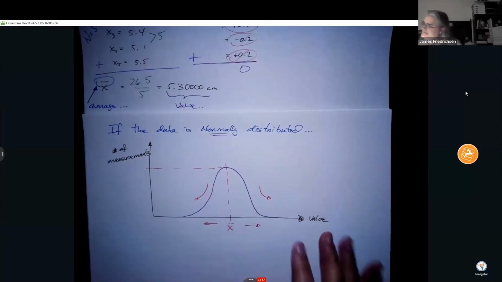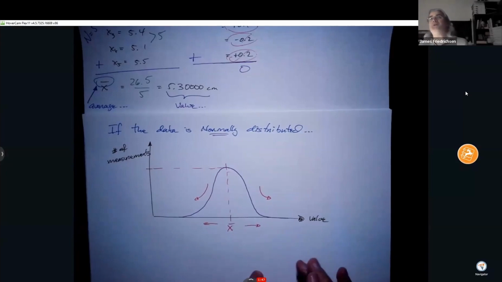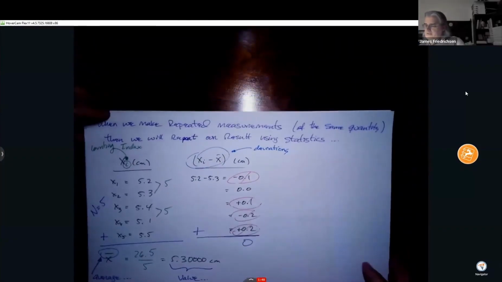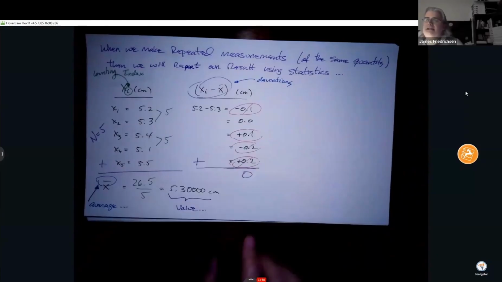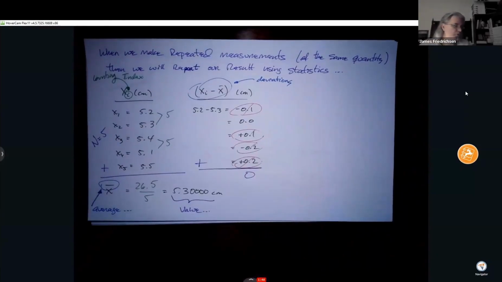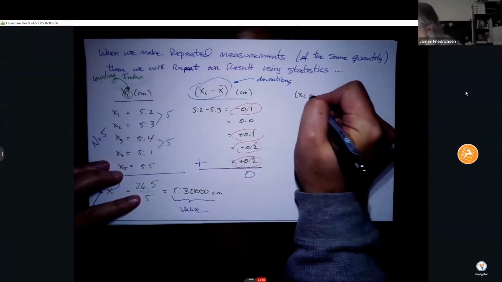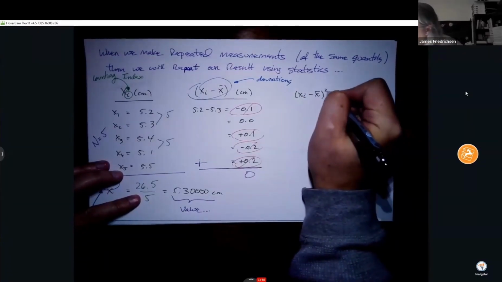But if we believe that this is how it should be, then for most random error, this is how we expect it will look, something like this. Then there is a standard procedure for how to get the uncertainty. They take these deviations, and we're going to square them. So you take each measurement minus the average, squared.